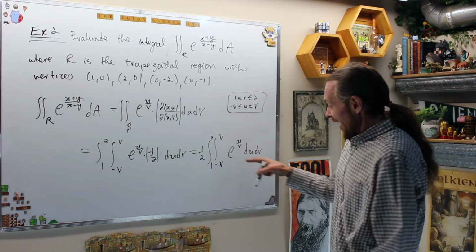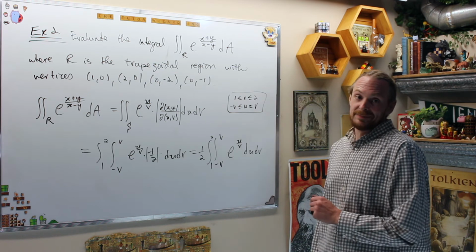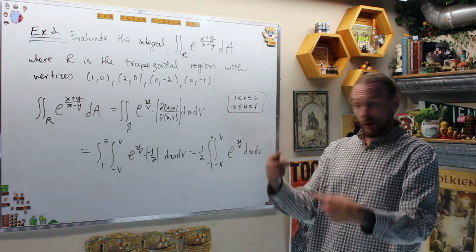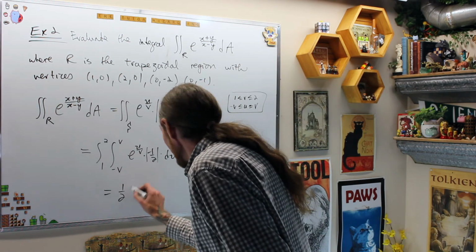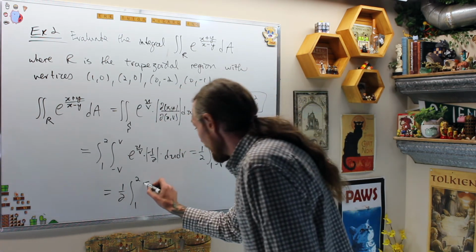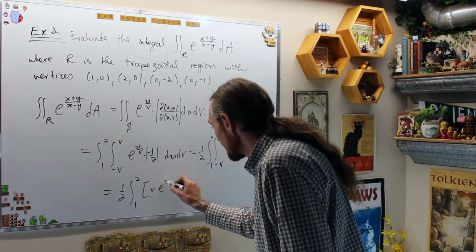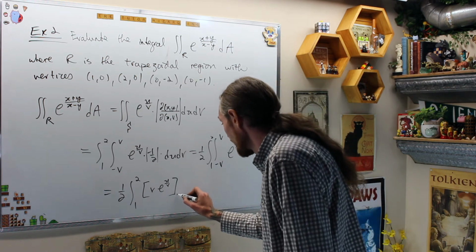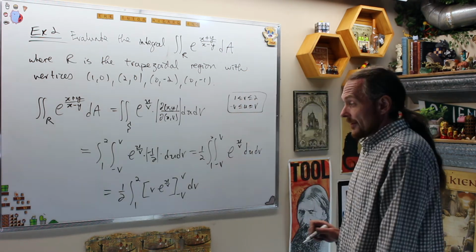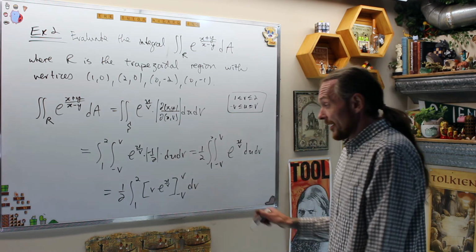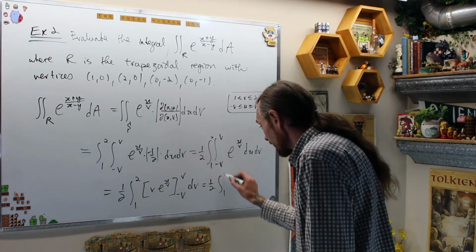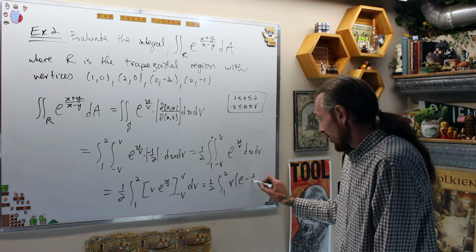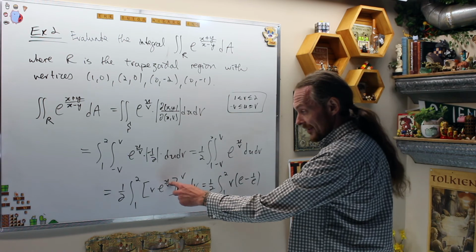So what's the antiderivative of e to the ax? 1 over a times e to the ax. My a is 1 over v, so that's going to be 1 over 1 over v. That gives me 1/2 the integral from 1 to 2 of v times e to the u over v, evaluated from negative v to v, dv. Now we put v where u is, and what are we going to get? We're going to get 1/2 the integral from 1 to 2 of v times e minus 1 over e, it looks like, when I put the v's into here, dv.